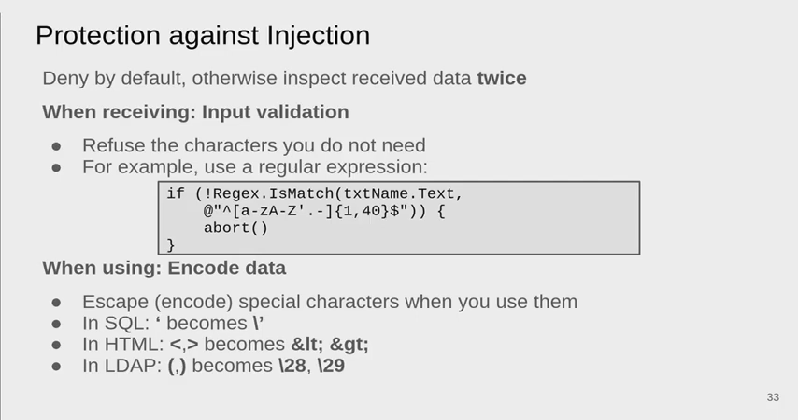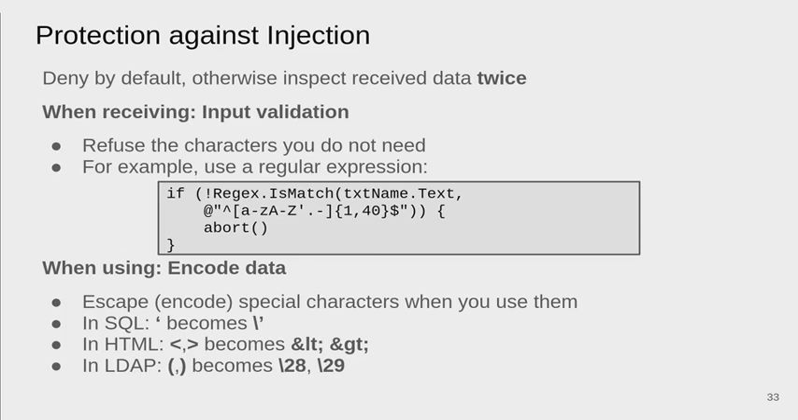Protection against injection. One angle is deny by default, otherwise inspect the received data twice. You see the same pattern: deny as much as you can, deny all, and then just validate individual aspects that come in. First, when you're receiving input, do input validation, refuse anything that you don't need, refuse any data types you don't need. You could use a regular expression, although this is not necessarily recommended. Use existing frameworks for validating.